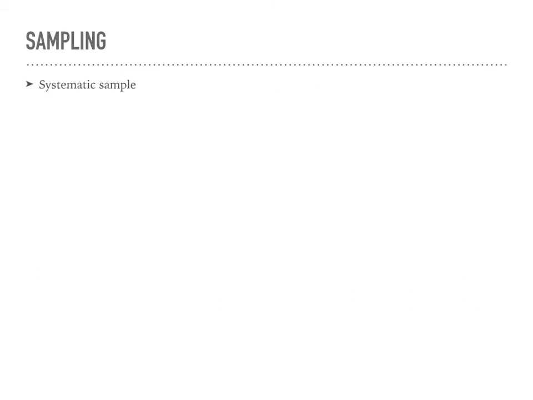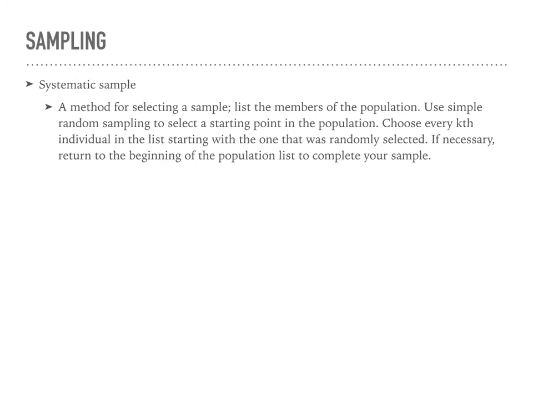Next, we have systematic sampling. So systematic sampling is a method for selecting a sample. List the members of the population. Use simple random sampling to select a starting point in the population, then choose every kth individual in the list starting with the one that was randomly selected. If necessary, return to the beginning of the population list to complete your sample.